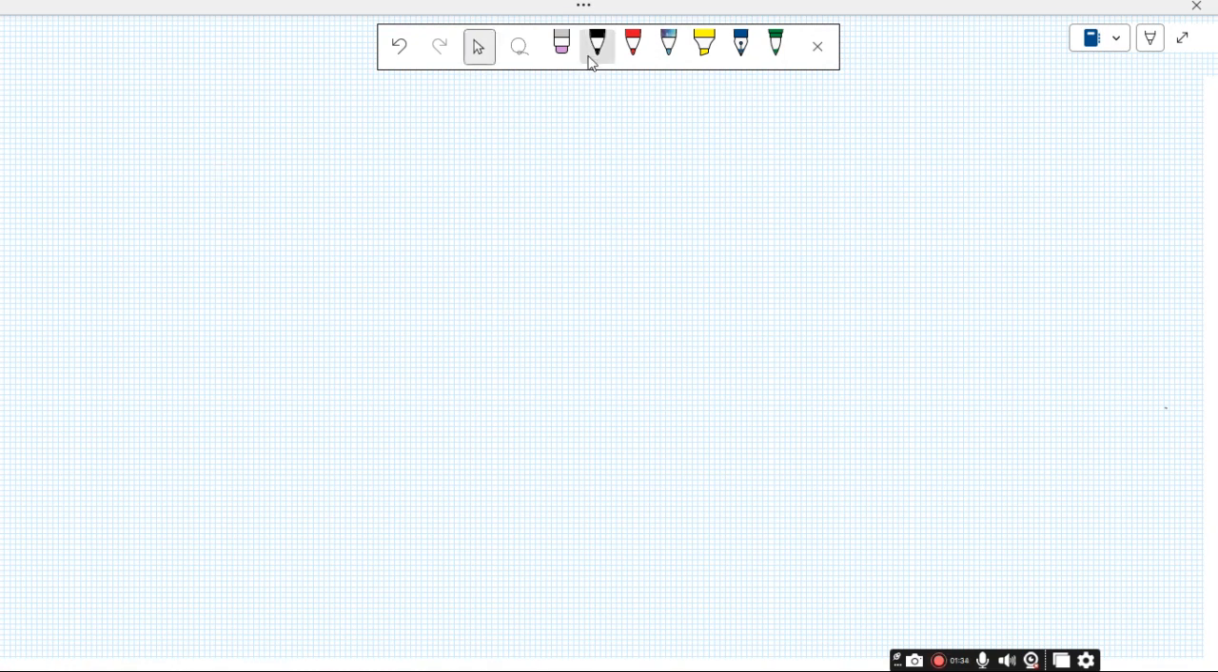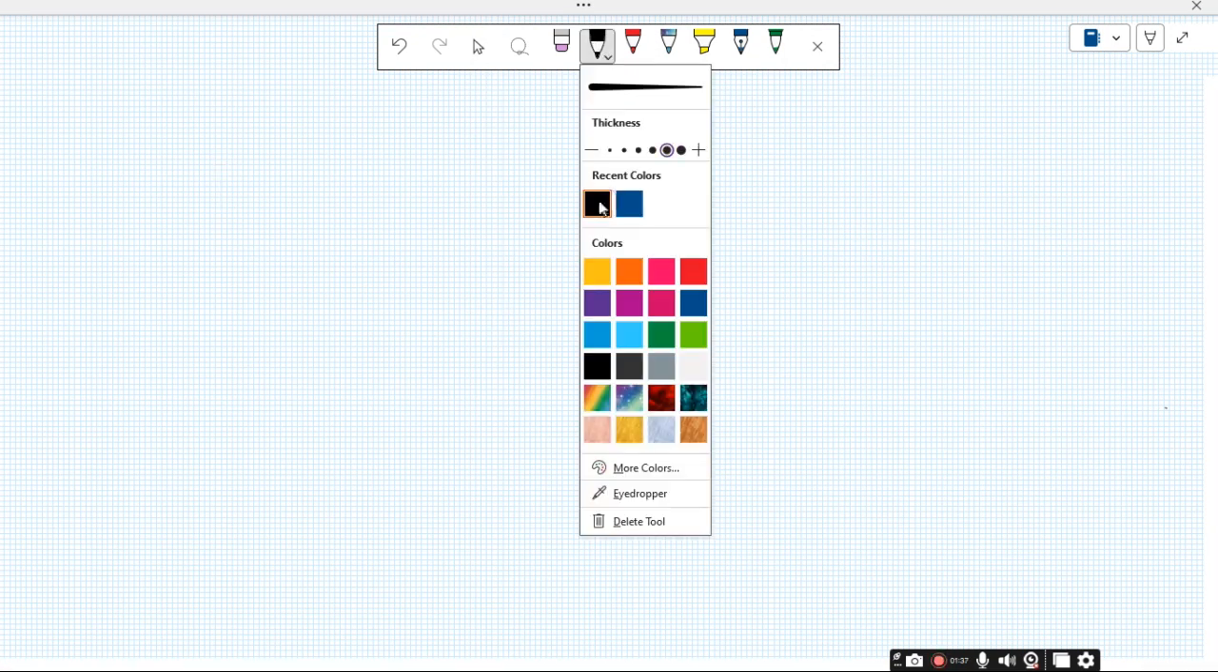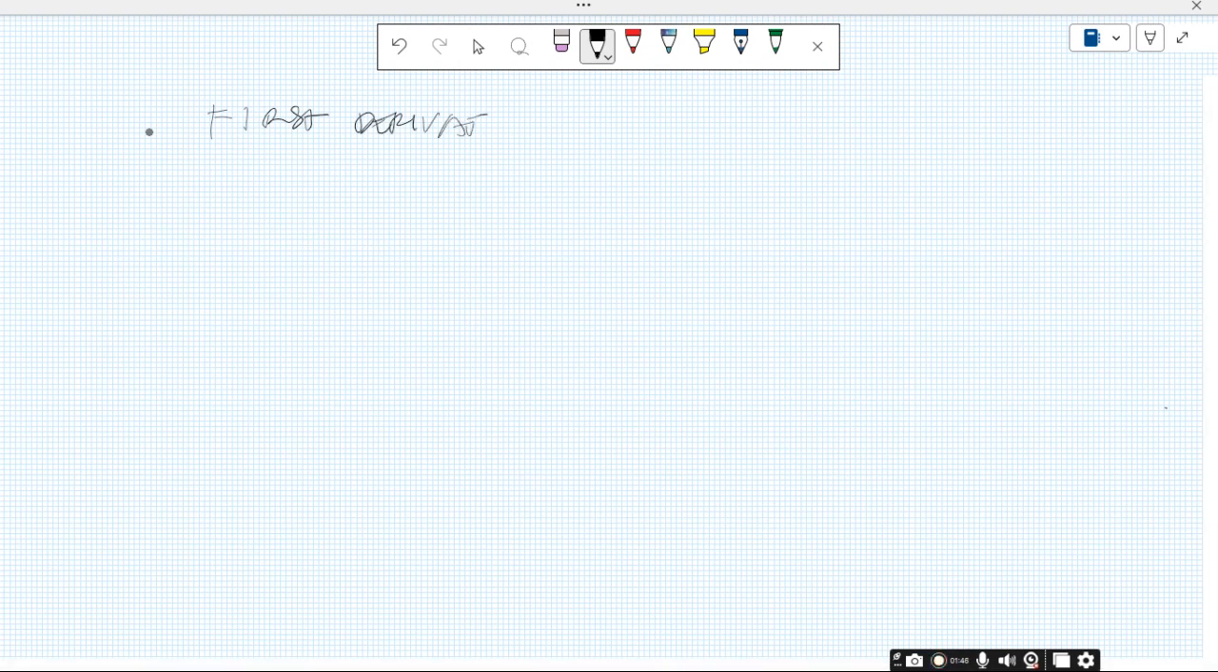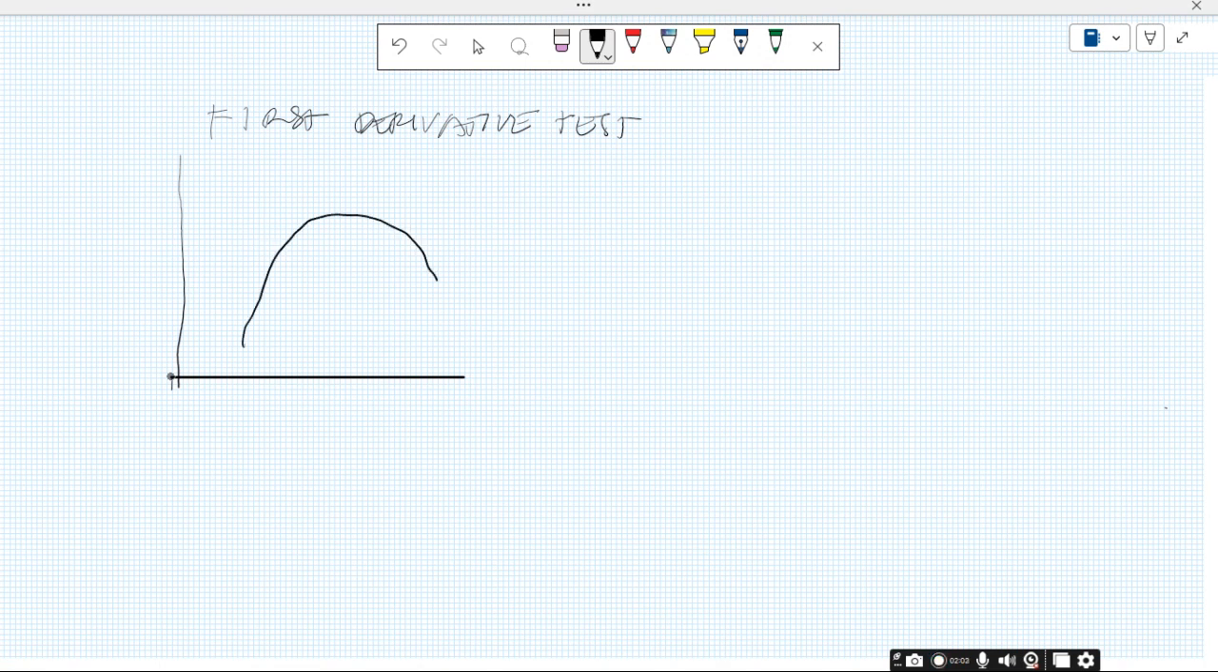Now here, let me try to write first derivative test. What the AI means here is something like this one. So we have a curve here. Let me try to assign this as xn at that point.